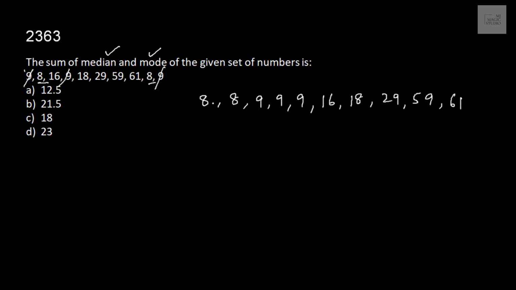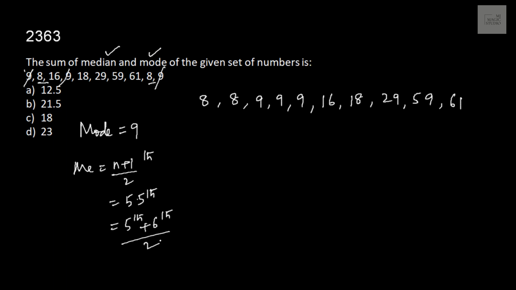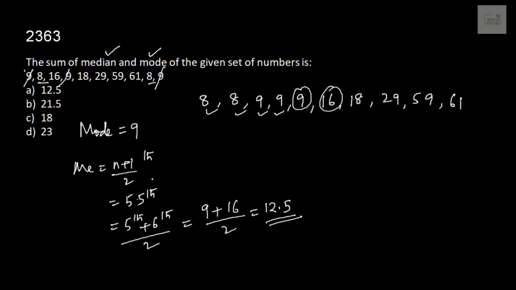So let's calculate the mode first. 9 is occurring 3 times, which is the most number of times. So mode is 9. For median we need the n plus 1 by 2th element. So we have 1, 2, 3, 4, 5, 6, 7, 8, 9, 10. That is the 5.5th element. 10 plus 1 by 2, that is 5th element plus 6th element from the left divided by 2. 5th element is 9, and 6th element is 16, that is 9 plus 16 by 2, that is 12.5. 25 by 2 is 12.5, that is median.